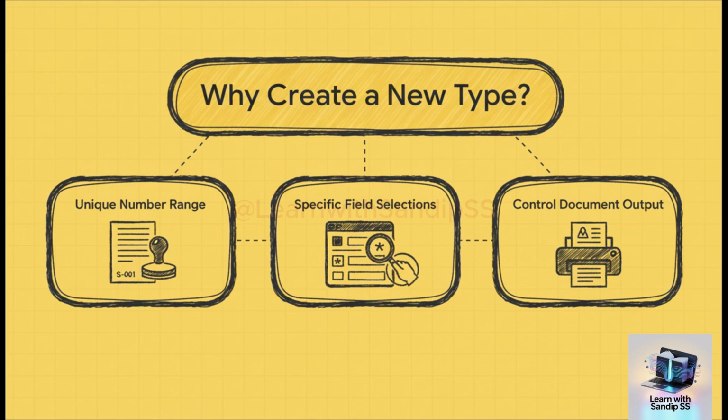First, a new type lets you assign a unique number range, which makes those high-value orders instantly recognizable. Second, you can define specific field selections. You could make a certain field on the header mandatory just for these special orders. And finally, you get control over what the final document looks like: a custom printout or form layout designed just for that business process.